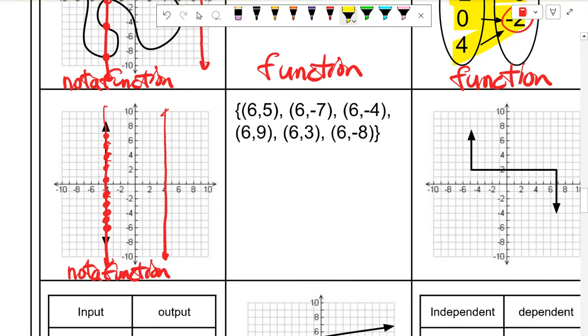Here we look at the x values, 6, 6, 6, 6, 6, and 6. This 6 comes out as an output of 5, and then you put 6 back in. It should come out to a 5 again, but it doesn't. It comes out to a -7. Therefore, this is not a function.